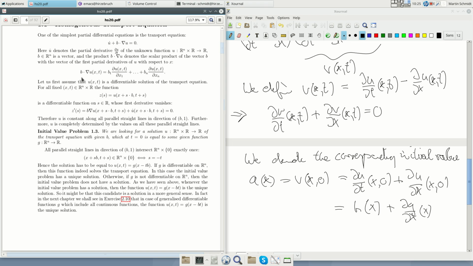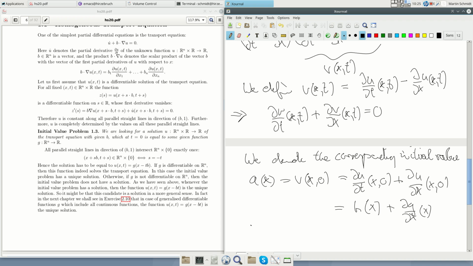Here B in our situation is of course just 1. So this is the solution: v of x,t is equal to a of x minus, since b is 1, t. Okay, and then we may write this as h of x minus t plus dg by dx of x minus t.